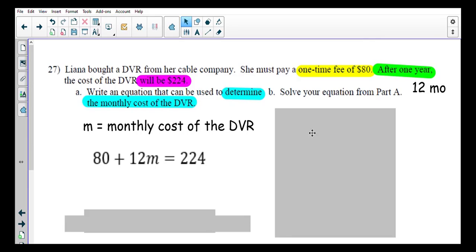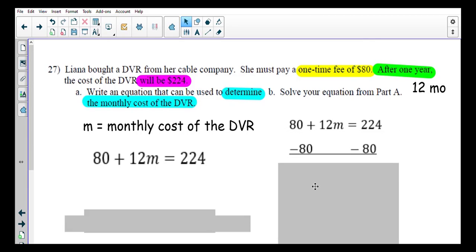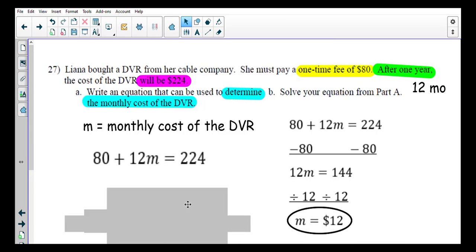Let's go ahead and solve this. So we're going to start by subtracting 80 from both sides. 224 minus 80 is going to get us 144. Divide both sides by 12. 144 divided by 12 is 12. So the monthly cost of the DVR is $12.